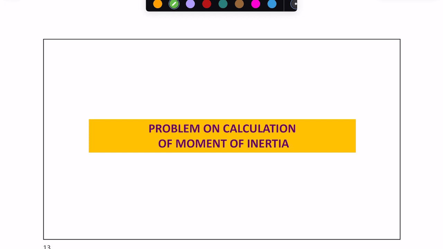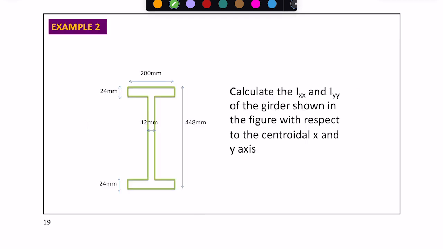Let's look into the problem on calculation of moment of inertia for example number 2. In this example, the section is an I section. It requires you to calculate the Ix and Iy of the girder shown in the figure with respect to the centroidal x and y axis, meaning that the distance would be to the centroid, or center of gravity, of the girder as in the figure.